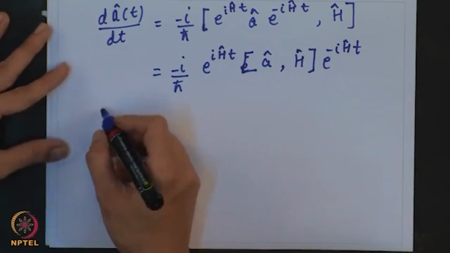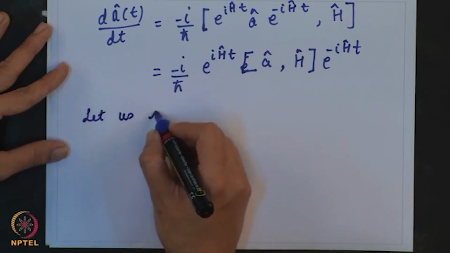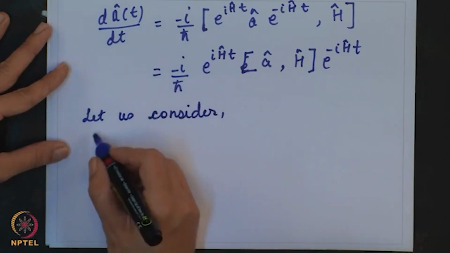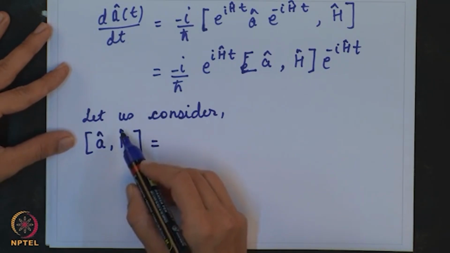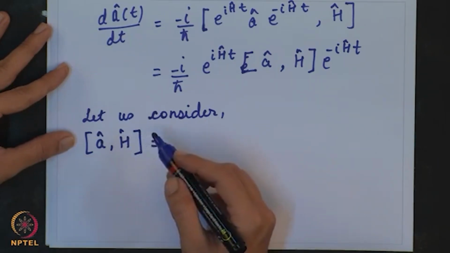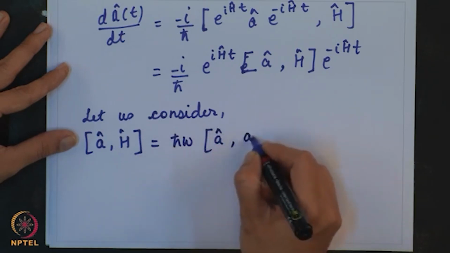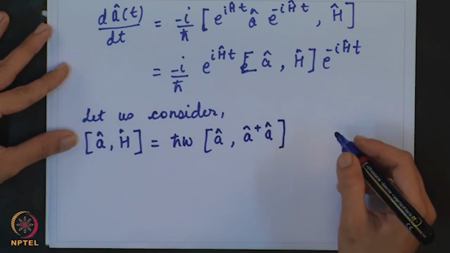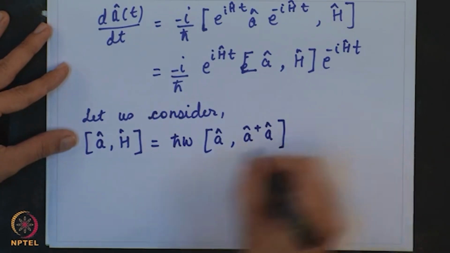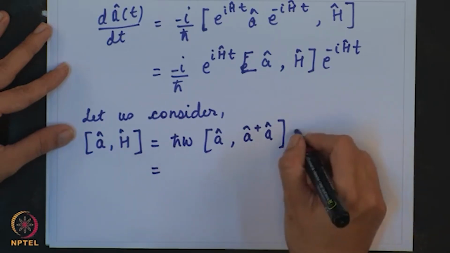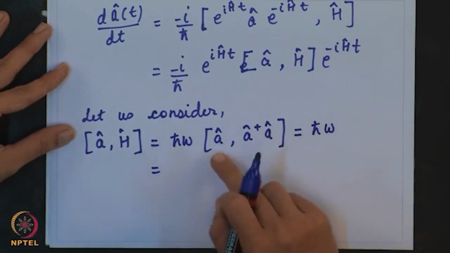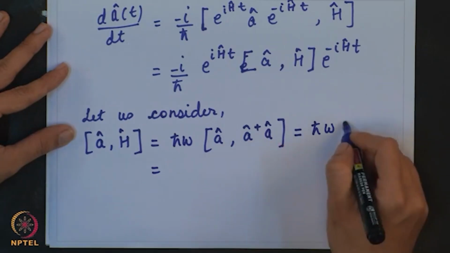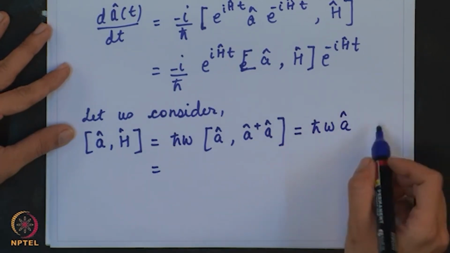Now, let us consider the commutator of A and H. We know the definition of the Hamiltonian operator, which is h cross omega (A dagger A plus half). So, h cross omega is common, so let me take it out, and you have A dagger A. The second term will not contribute, so I will just not write it. So, this you all know would give me the commutator of A and A as 0, and the commutator of A and A dagger, which is 1. So, I will have just h cross omega A, right.